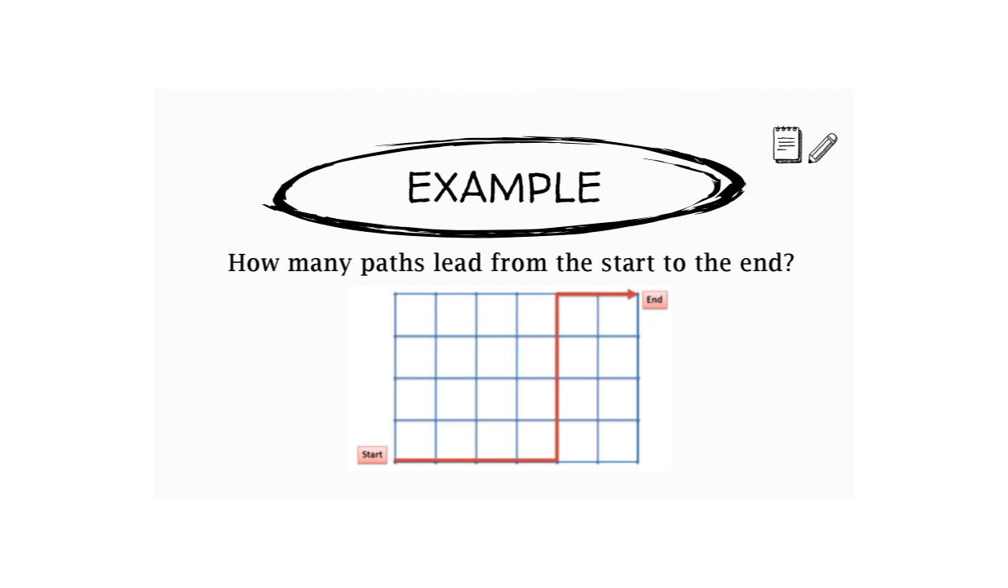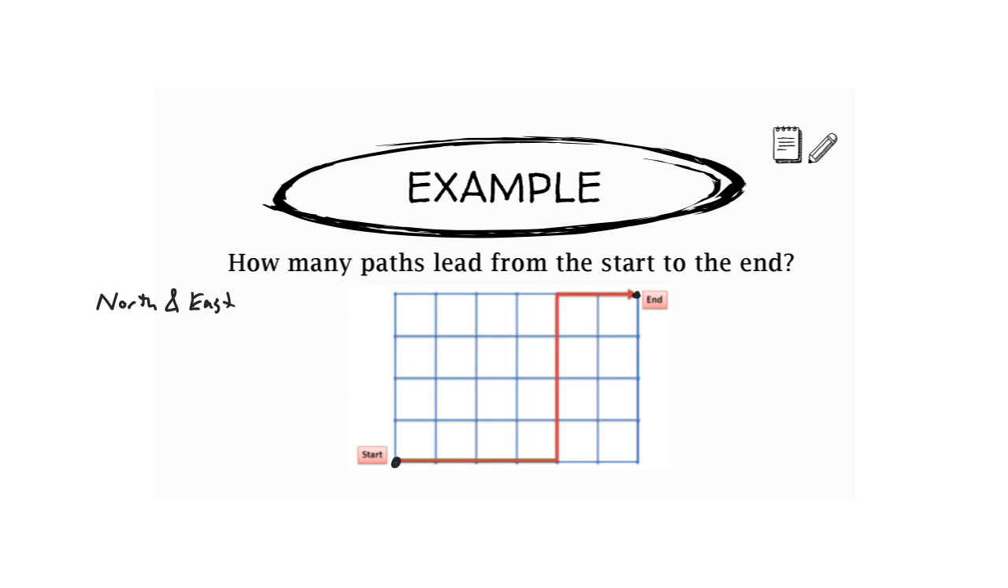Once again, I'll leave you with an example to think about. See if you can figure out how you can apply your knowledge of permutations and combinations, counting in general, to answer this question. How many paths lead from the start, that's this corner right here, to the end? A couple rules. One rule, you're only allowed to move north and east.